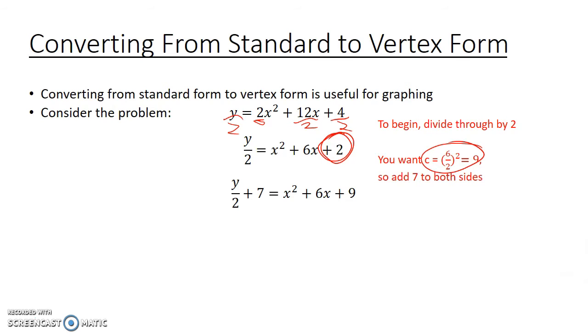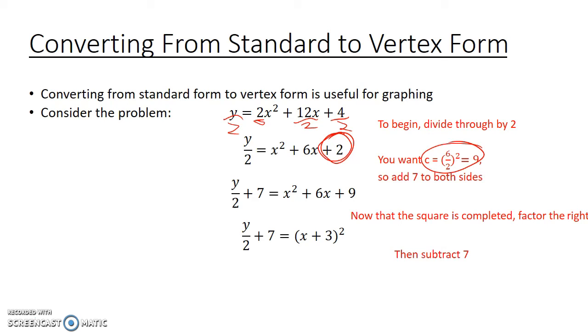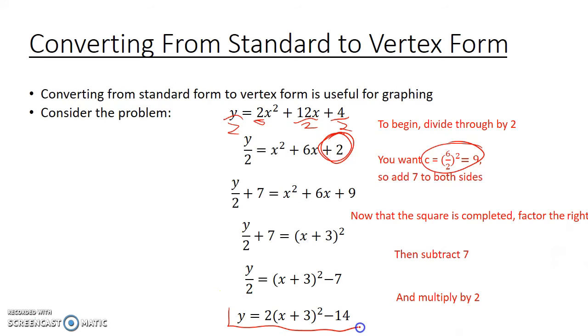All right. The purpose of completing the square is to factor. Factor the right side. Then we'll subtract 7, multiply by 2, and there's our final form. This is vertex form. The nice thing about this is you can tell the vertex very easily. X is -3, Y is -14, and you're good to go.